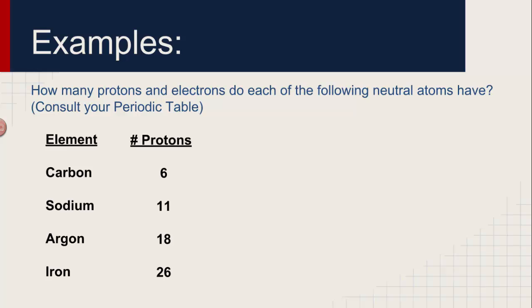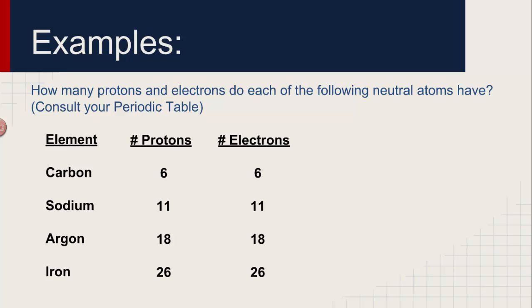For the number of protons, you should have 6 protons for carbon. Sodium should have 11. Argon should have 18, and iron should have 26. What about the number of electrons? Well, if you remember that the number of electrons and protons are the same in a neutral atom, then we should also have 6 for carbon, 11 for sodium, 18 for argon, and 26 for iron.